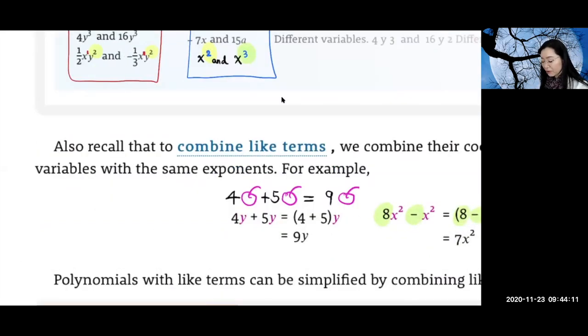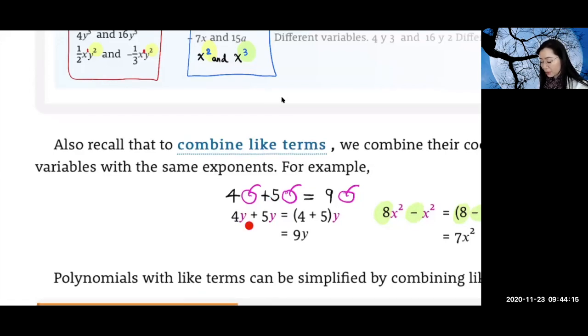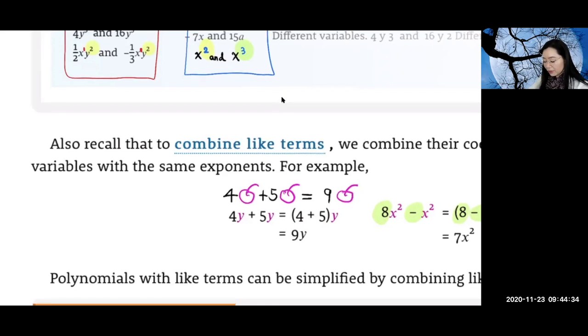Right? 4 apples plus 5 apples, you get 9 apples, right? So 4y plus 5y, you get 9y. You just add the coefficient in front. Apple plus apple, you still get apple. Y plus y, you still get y. What's changing here is the number in front. So 4 plus 5 makes 9. So it's 9y. Similar with subtracting.